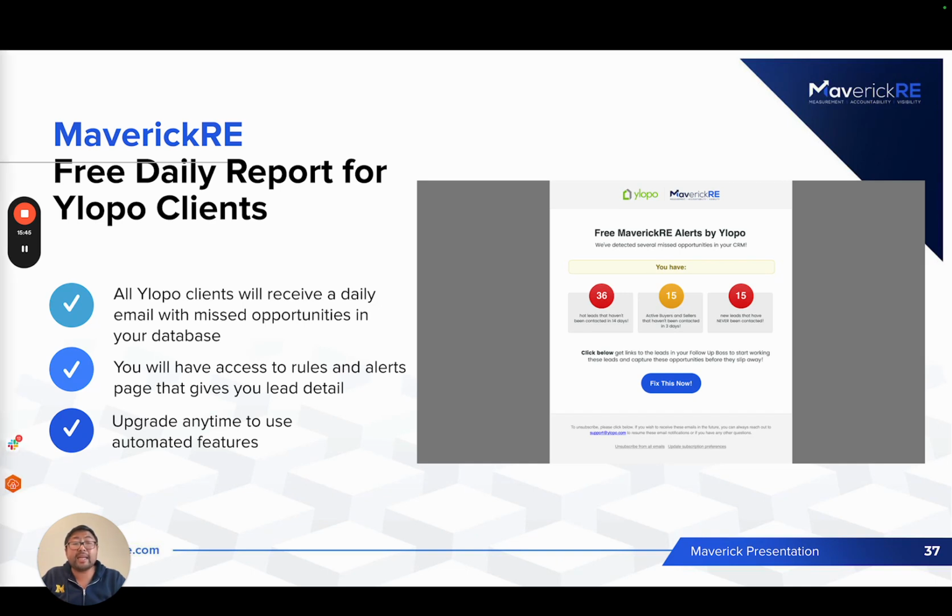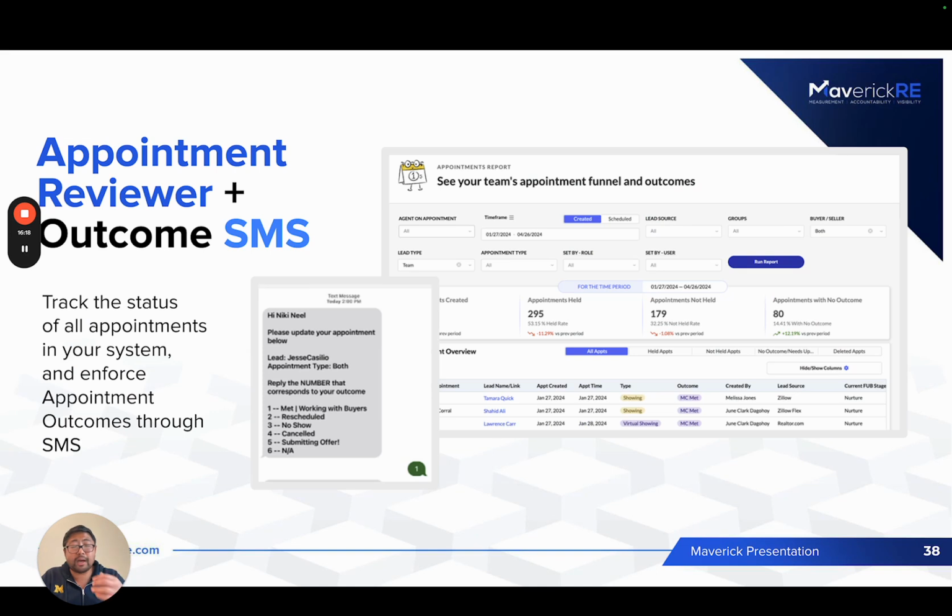And by the way, anyone who signs up for Maverick, even if you sign up for a free version of Maverick, will get this report. You do not have to be on Ylopo to get this report. And what we're going to tell you is all of your missed opportunities. You'll be able to go into the rules alerts dashboard and see all of the leads that are violating your rule set, so you don't miss any of those opportunities. Obviously, if you want to use the automation features, you're going to have to get on Maverick, but you're not required to be on a paid version of Maverick to get these features. We're really excited about making sure you don't miss any opportunities in your CRM.